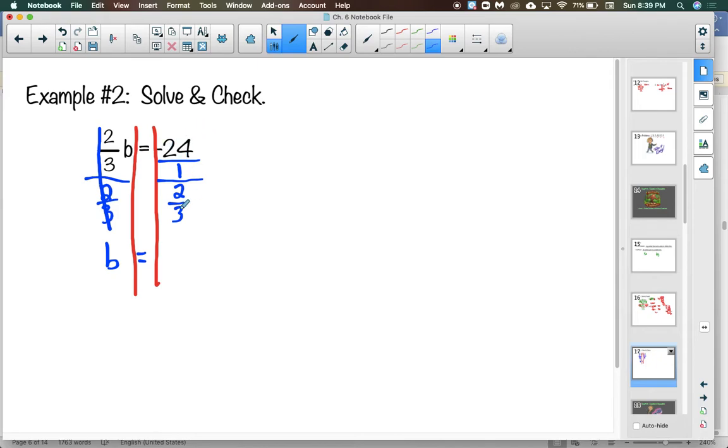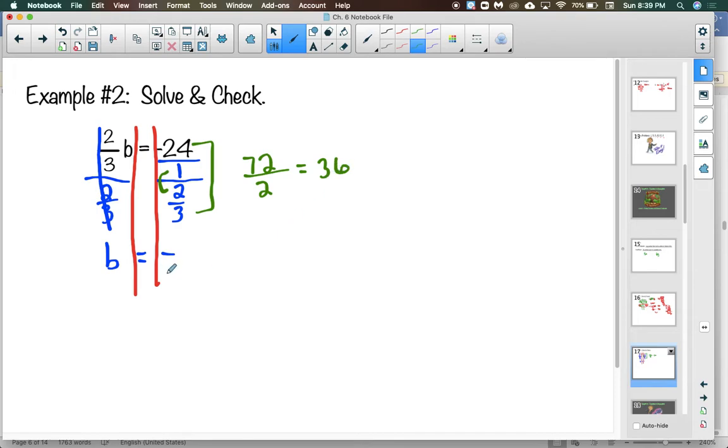A negative divided by a positive is a negative. So I'm going to put my negative in that answer right away. Now I don't have to pay attention to this negative anymore, okay? Put it right in my answer. Now I can do the complex fraction division. Outers first, 24 times 3 is 72. Inners next, 1 times 2 is 2. And 72 divided by 2 is 36.